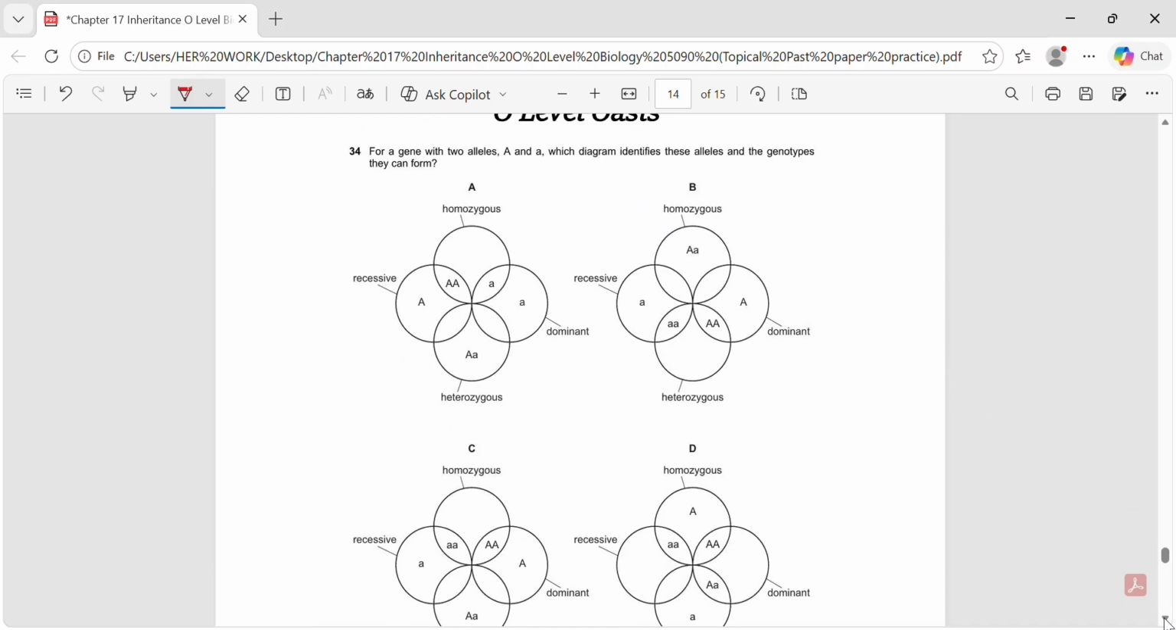Next, we have a question about a gene with two alleles, capital A and small a, and we are asked which diagram correctly identifies these alleles and the genotypes they can form. The correct answer is C because it follows the basic rules of genetics.